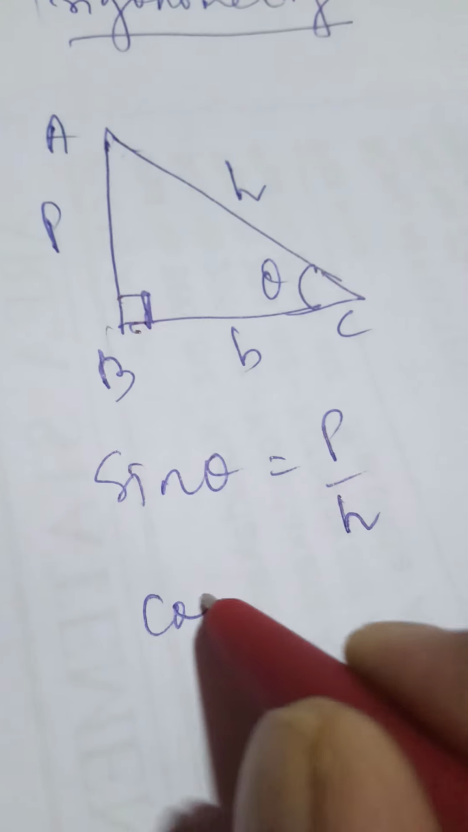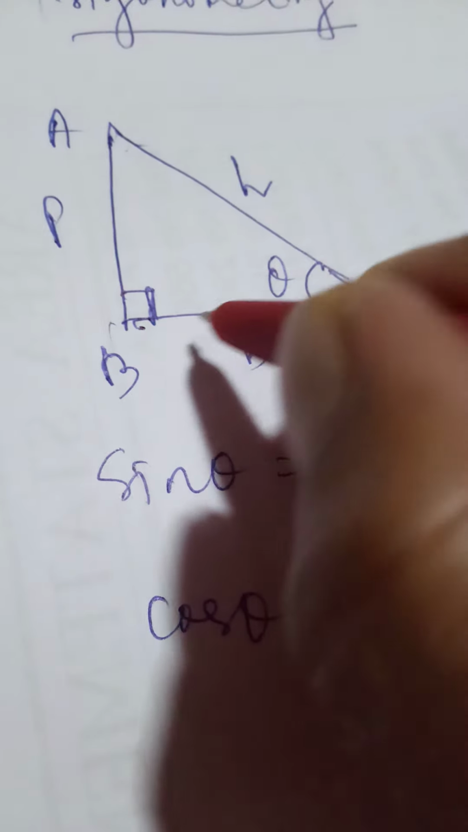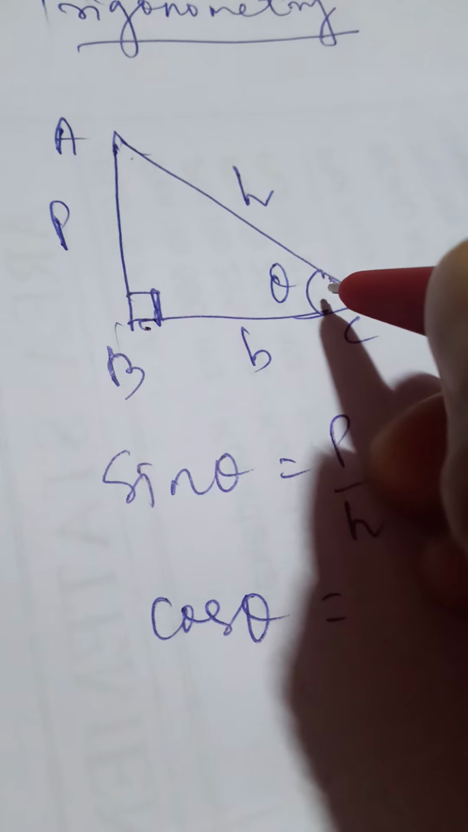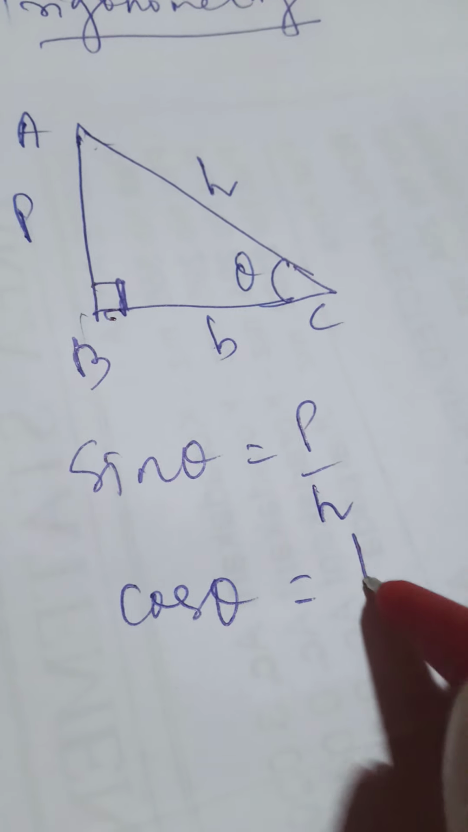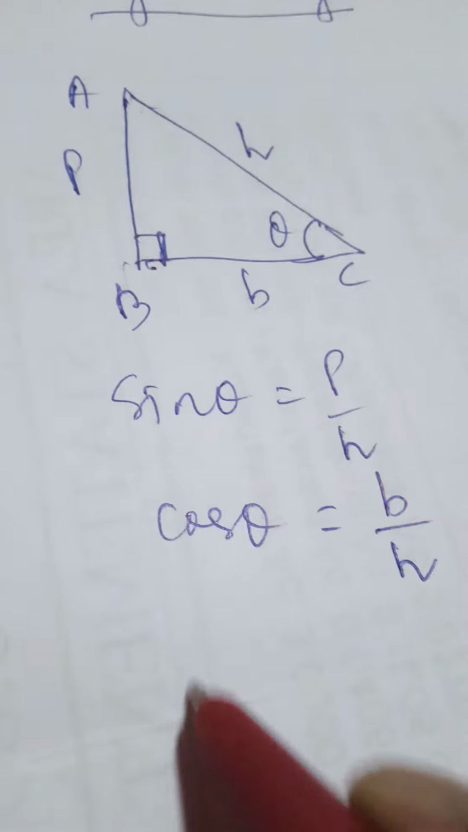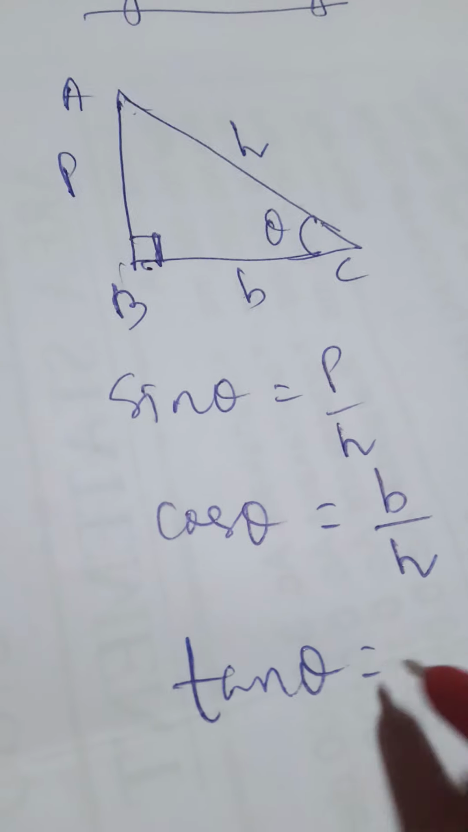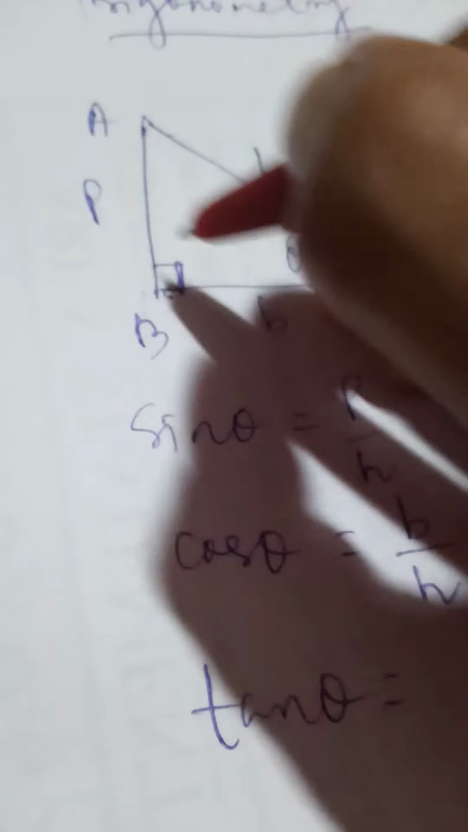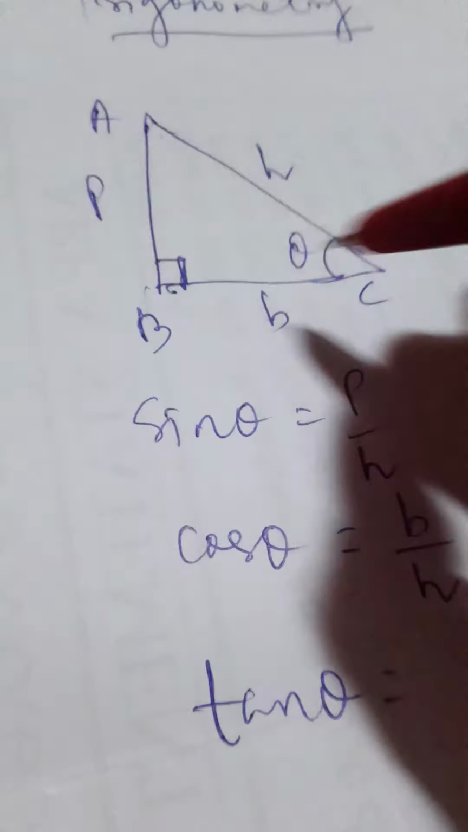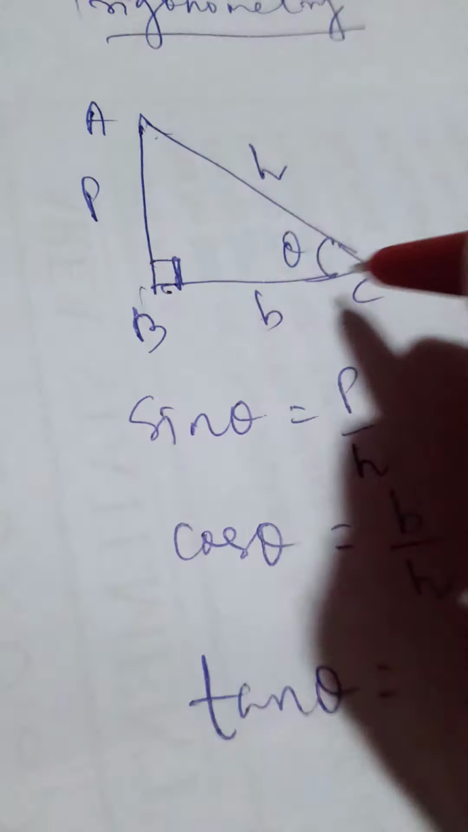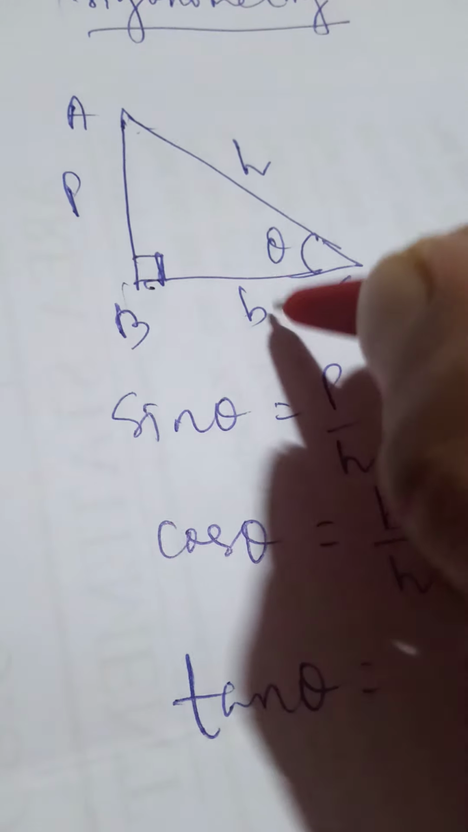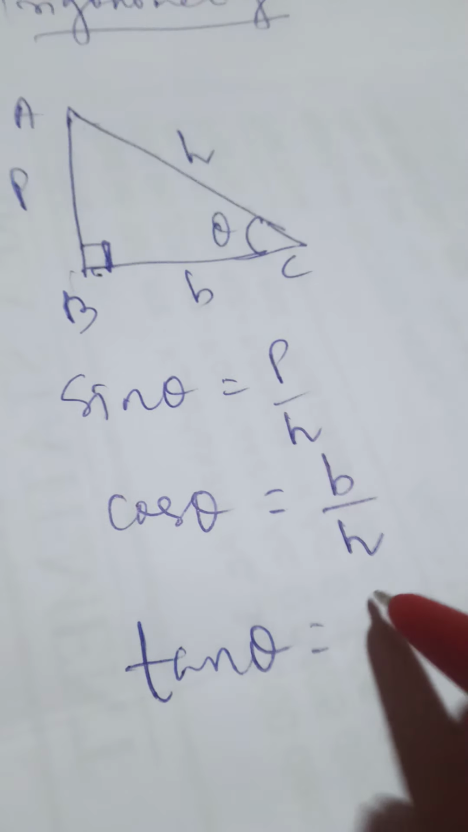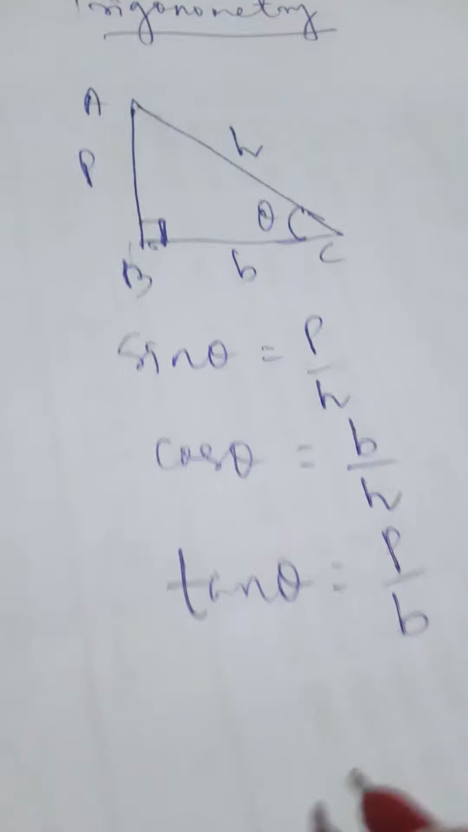Next one, cos theta. Cos theta is taken by taking the side which is adjacent to the given angle divided by hypotenuse, means base divided by hypotenuse, B by H. Then comes tan theta. Tan theta can be found out by taking the side opposite to the given angle, P, divided by the side adjacent to the given angle, B, means P by B.